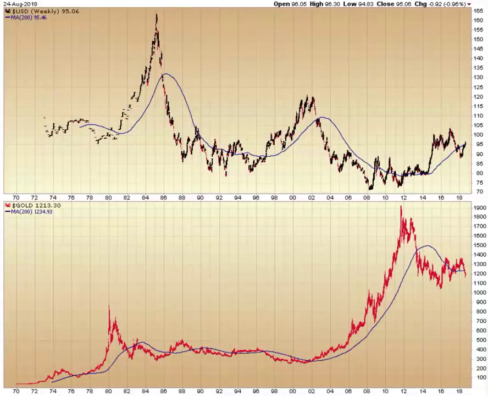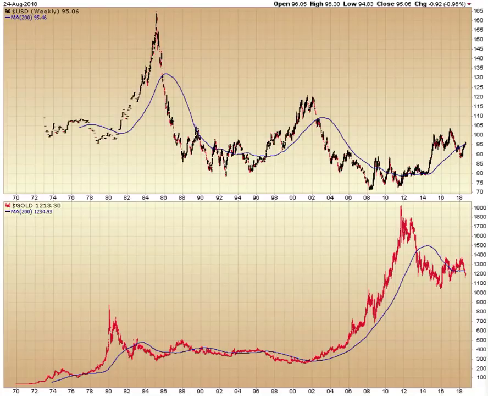In today's video, I'm going to look at some of the longer term cycles where I think things might be heading in the next 4 or 5 years. So to begin with, I want to look at the dollar. This is what I have in the upper section of this chart.